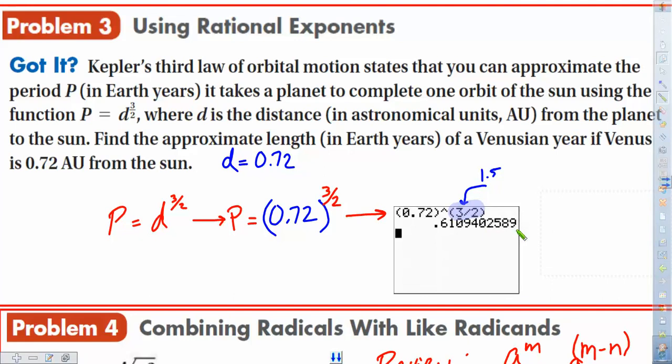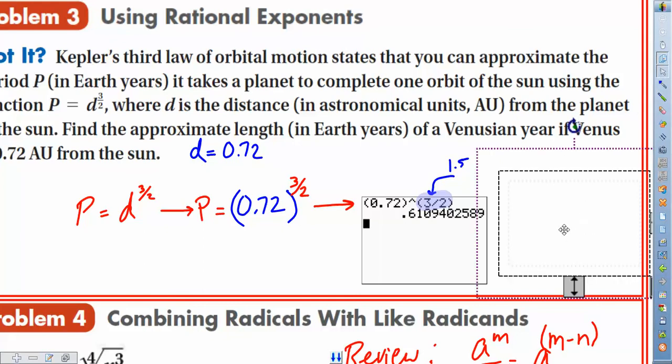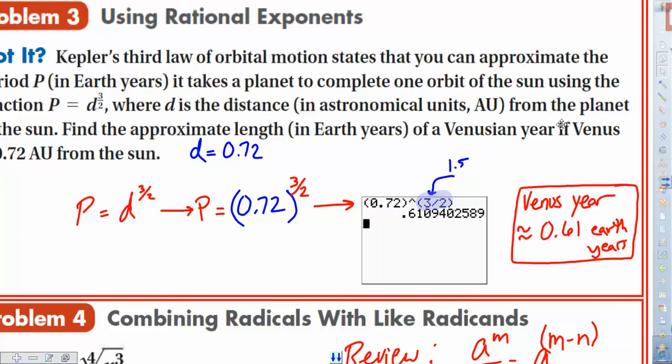And what is that actually trying to tell us right there? It is telling us that a Venus year is approximately 0.61 Earth years.